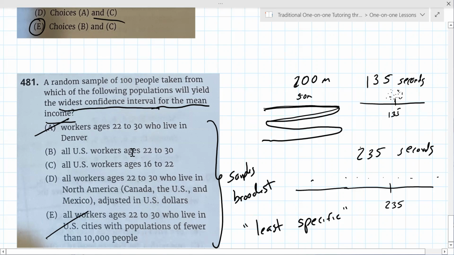But letter D is more than the US workers though. What does letter D include? What kind of workers?